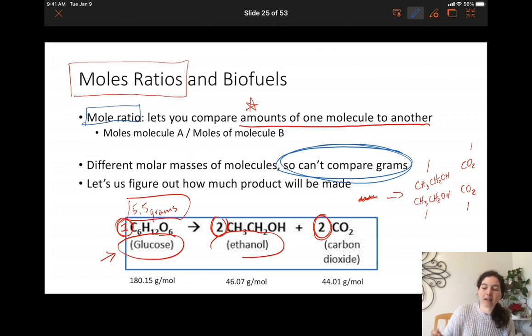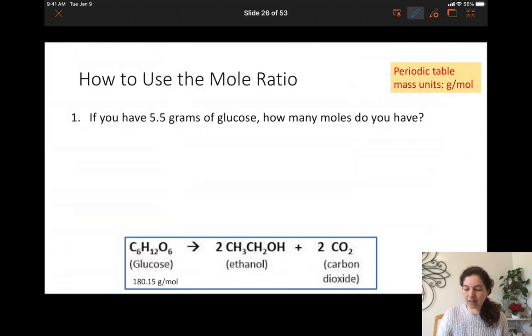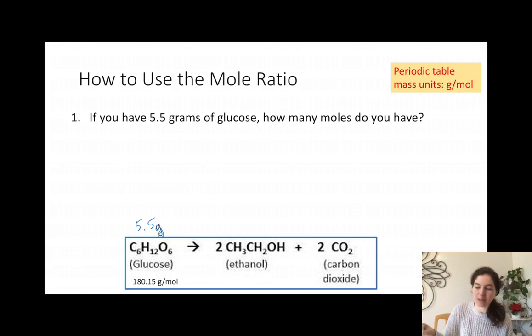So let's look at an example problem of our mole ratio in action. All right, so let's go ahead and do this problem together. If you have 5.5 grams of glucose, let's do the first step. I'm going to walk you through this step by step because I think you all have the skills and capability to do each step of these. So 5.5 grams of glucose. How many moles of this do you have? So how many moles of glucose do you have? Go ahead and use unit conversion to find this information. I've given you the molar mass down here so you don't have to go to the periodic table and calculate it.